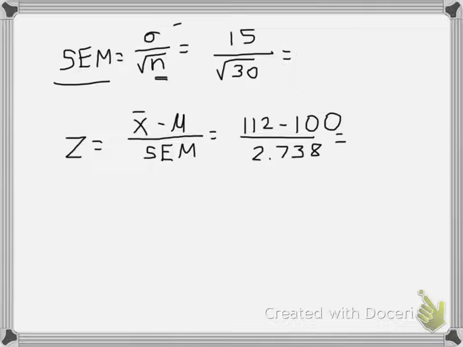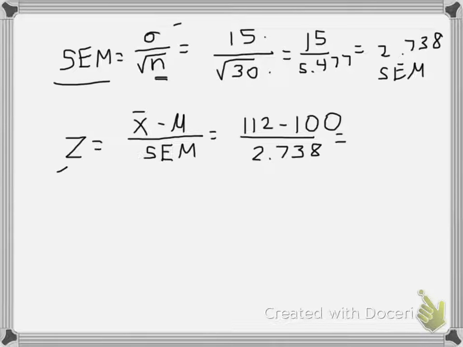Here we've already plugged in the numbers. We have 15 divided by the square root of 30. So here we will have 15 divided by 5.477, and we get 2.738 as our standard error mean.